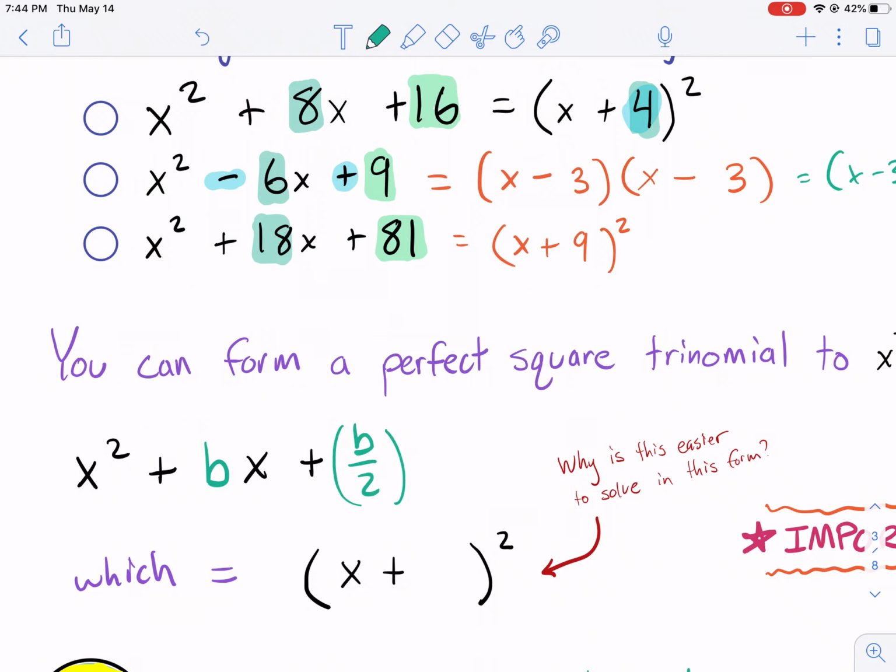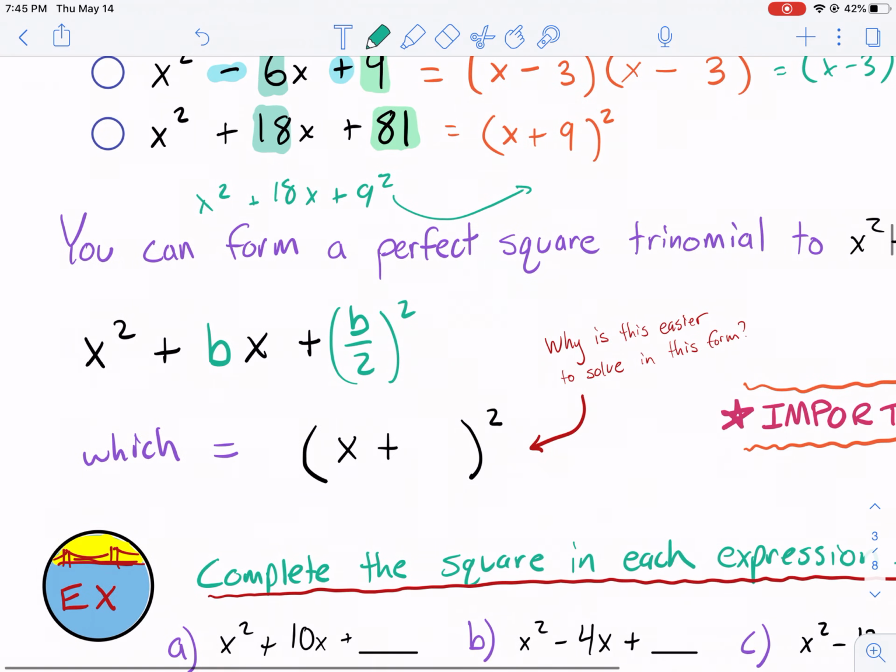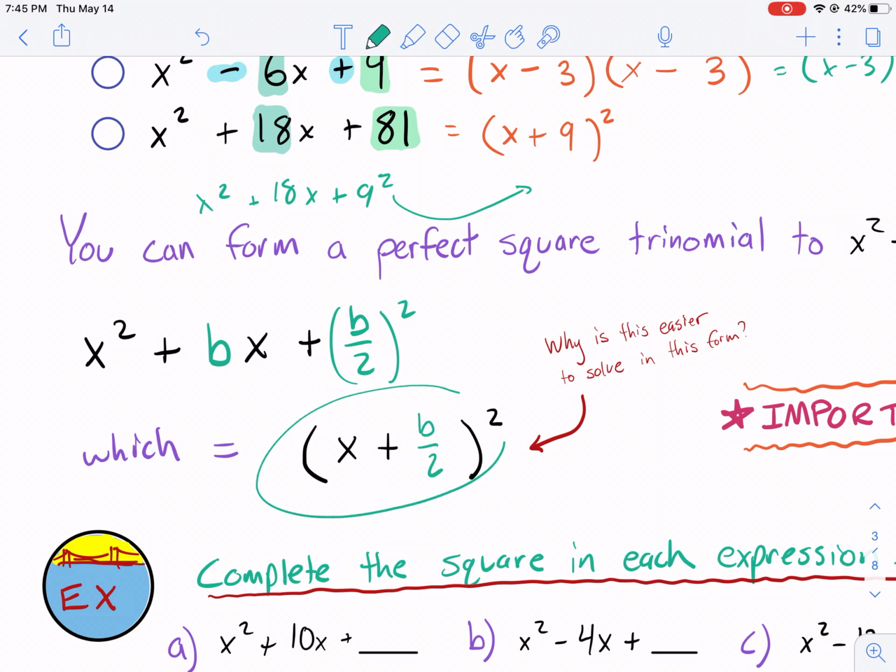What do we do? It just wasn't b over 2. It wasn't 18x plus 9. That's not what the perfect square trinomial was. We are able to put it into a perfect square trinomial with 9 inside the parentheses, but it's not plus 9. It's plus 9 squared. So we needed to square this b over 2. Which equals x plus b over 2, quantity squared. And this is equal to that. That's what I was trying to get at.